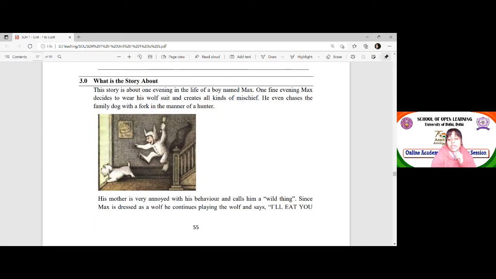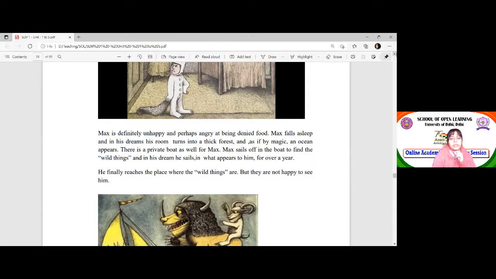His mother is very annoyed with his behavior and calls him a wild thing. Yeah, because obviously he's running around the house wearing a wolf suit and he's irritating even the dog. So his mother is very annoyed, and she's just like, this behavior is not right, you are being so wild, like a wild thing, like when animals in the wild behave in a particular way. Since Max is dressed as a wolf, he continues playing the wolf and says, I will eat you. He tells his mother, I will eat you, because he's obviously pretending to be a wolf, and a wolf can do that.